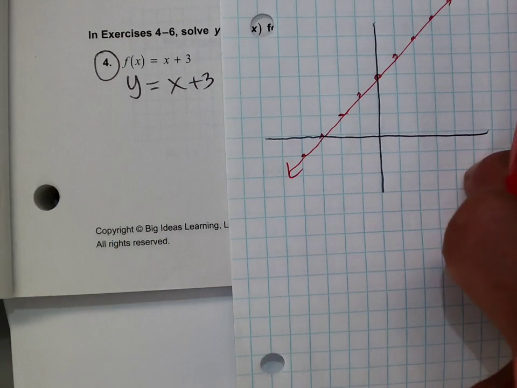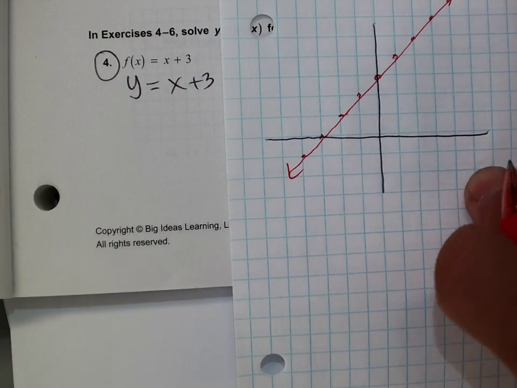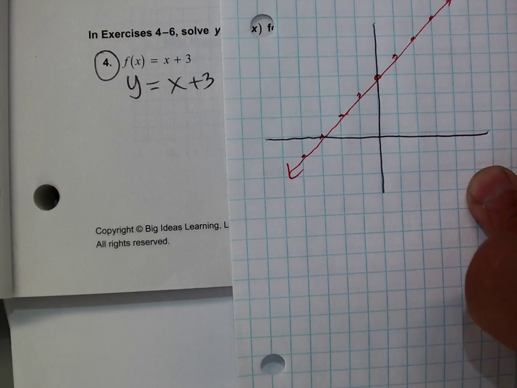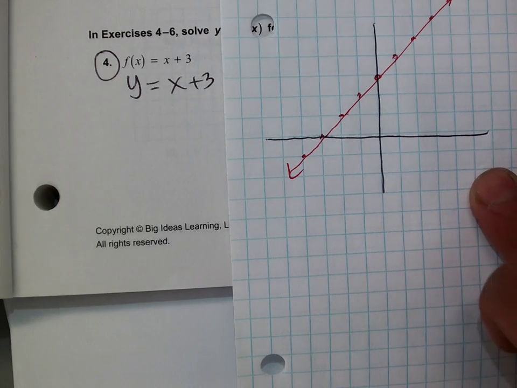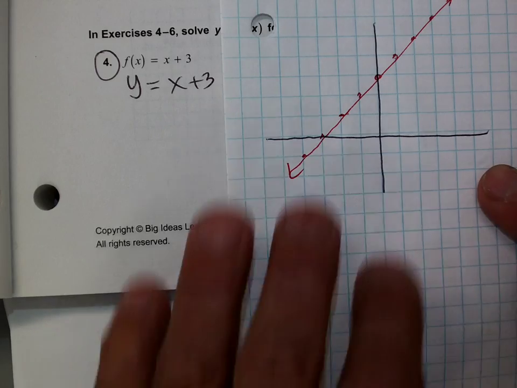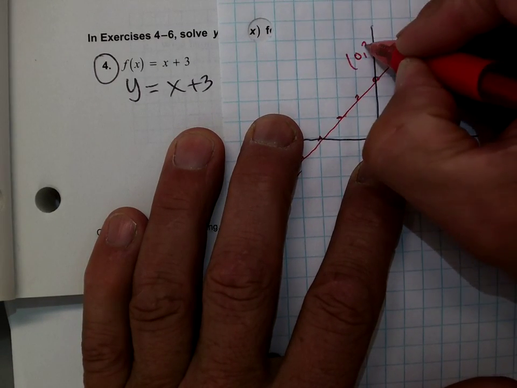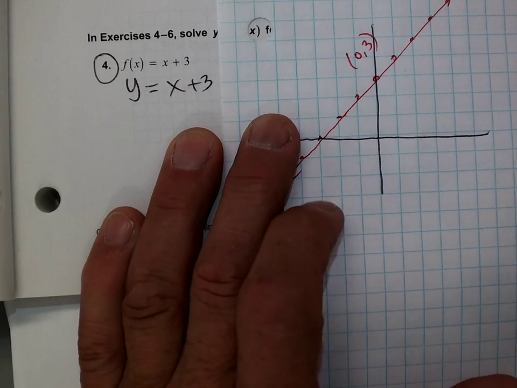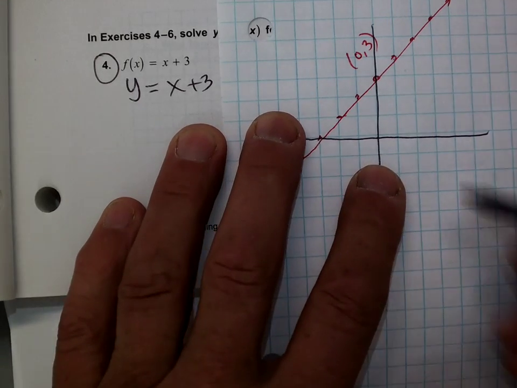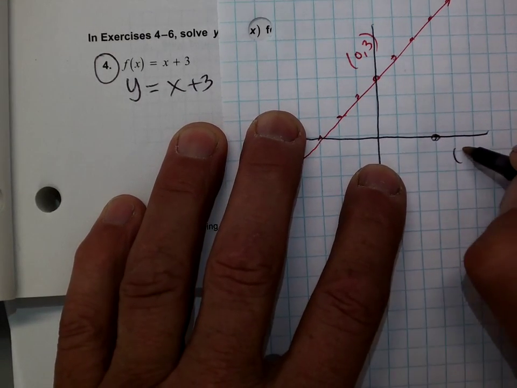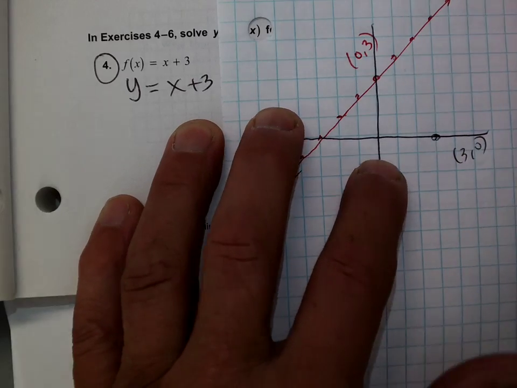Since a line is made up of a lot of points, an infinite amount of points, right? We could find its inverse also by switching its points around. So for example, this point is the point at 0, 3. Its inverse would be at the point 3, 0, right? Just switch it around. That's all I did.